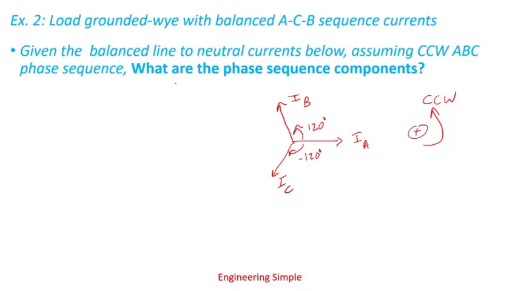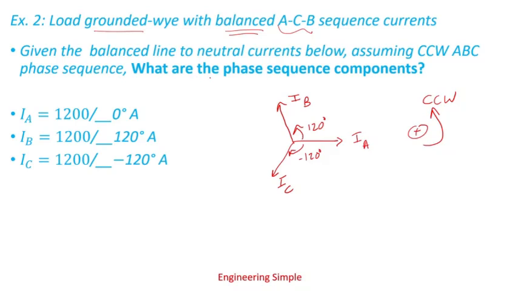Now let's look at another example. I have a load that's connected as a grounded Y with balanced currents, but this time with ACB sequence. Given the balanced line to neutral currents below, assuming ACB phase sequence, what are the phase sequence components? Phase A current is 1200 with zero angle. B phase is 1200 with 120. And C phase current is 1200 with negative 120 degrees amps.